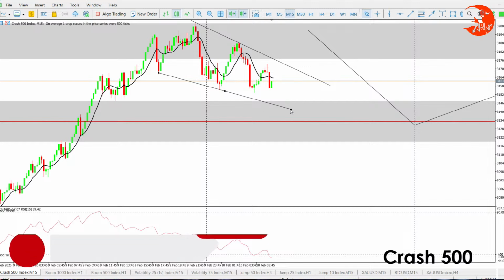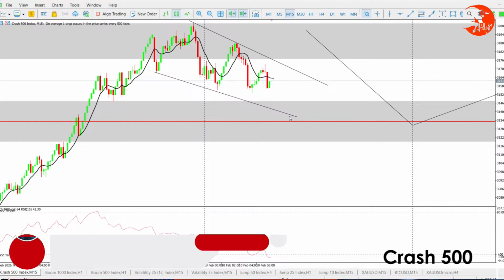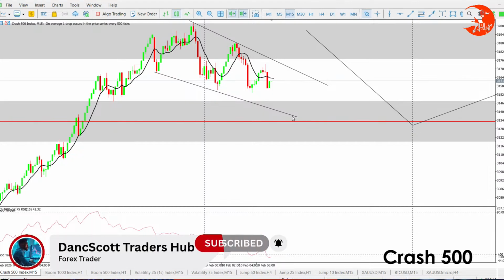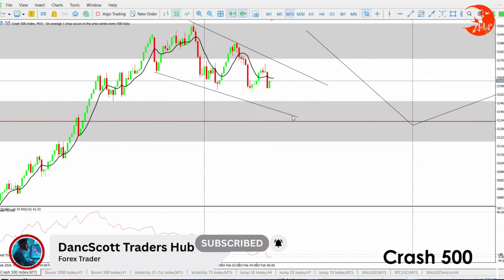All right, so I see a falling wedge. I see a falling wedge, but remember this falling wedge is sort of on a resistance. So this can eventually become a reversal falling wedge.